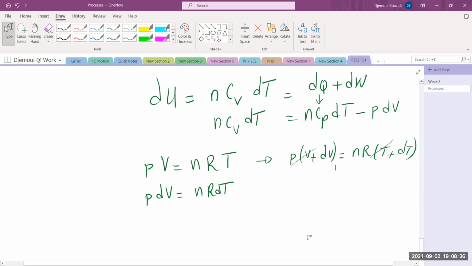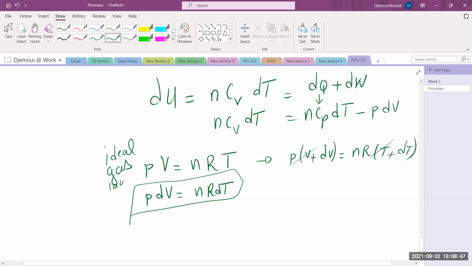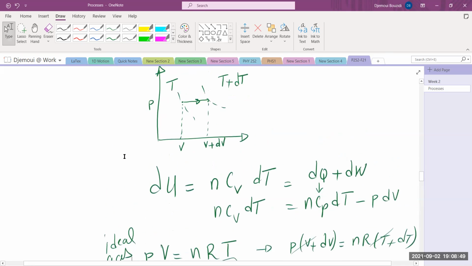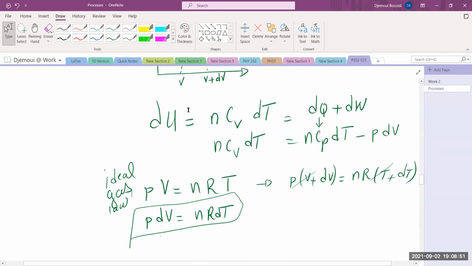This gives me that expression, P dV equals nR dT. So I need to sub this value here. This is from the ideal gas law. This is true all the time, okay? And the reason why I'm saying this one is true is because I'm taking this process to be a reversible process so that this works. So I'm going to take this expression P dV and sub it all the way back in here.